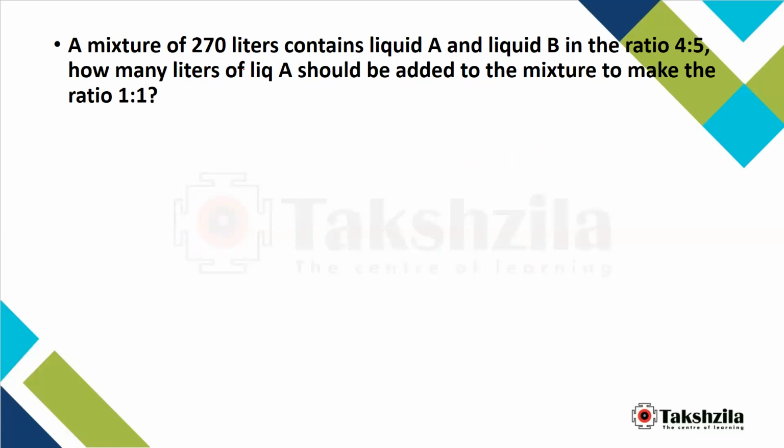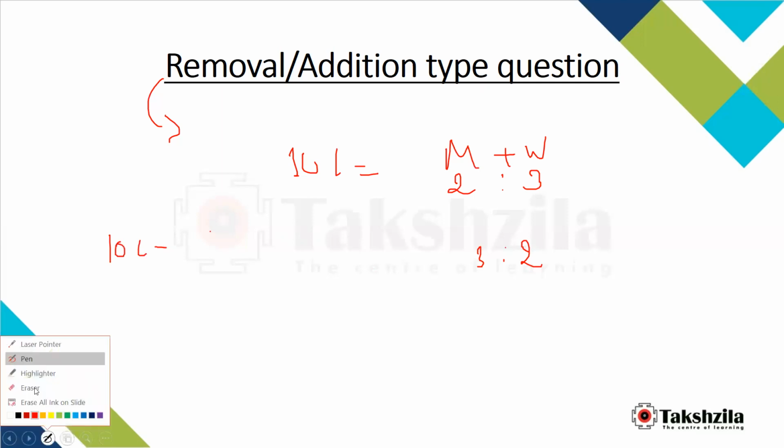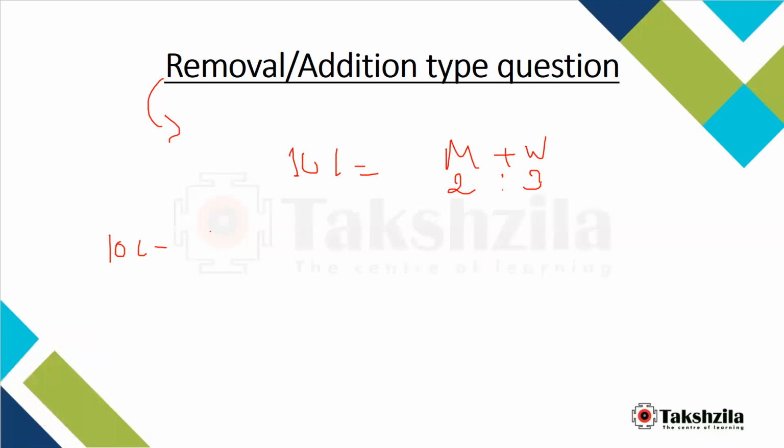A mixture of 270 liters contains liquid A and B. Yes, one thing I forgot to tell you is the key concept you should keep in mind. Take this question only: 10 liter mixture has 2:3 milk to water. Now 3 liter mixture is removed and 3 liter water is added.